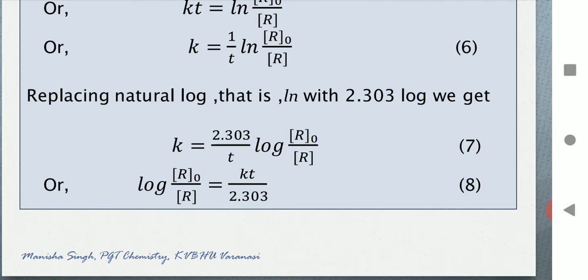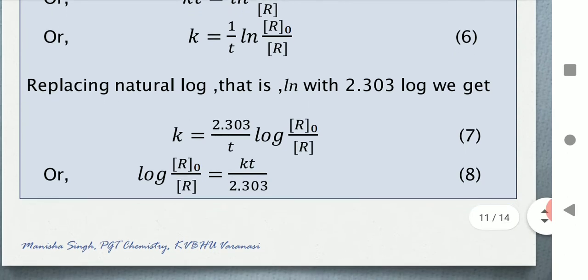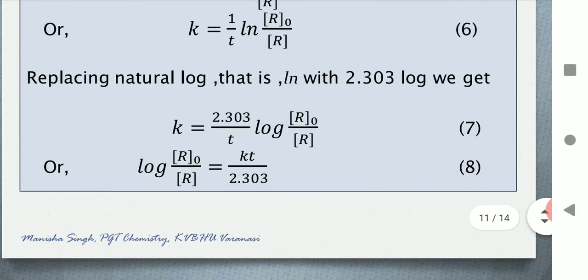So once again, k is equal to 2.303 upon t log R naught upon R, and this can be written as equation 8 also, wherein we have taken log R naught by R on one side and the remaining part of the equation on the other side, so it becomes log R naught by R equal to kt upon 2.303.